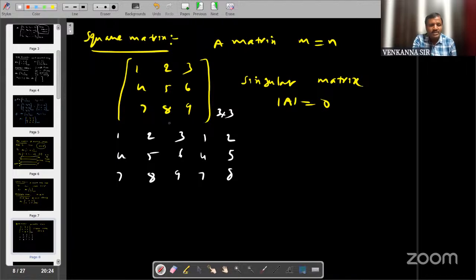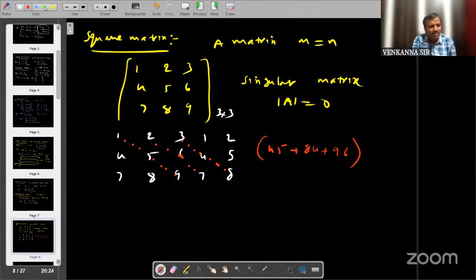What do you have to do next? These diagonal elements multiply. What is the multiplication of this? It's 45, plus these diagonal elements multiply, this is 84. These diagonal elements multiply: 96. 3, 4, 8, this diagonal. Don't get any confusion. So diagonal elements are multiplied.